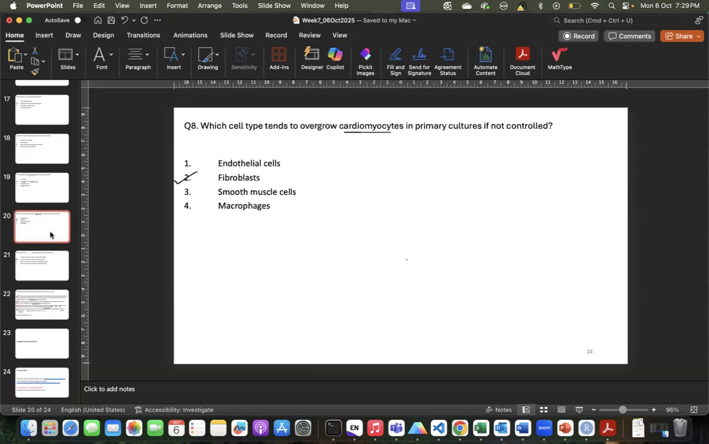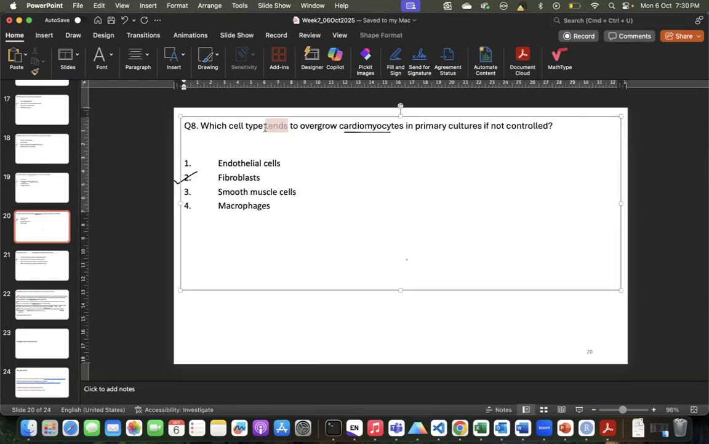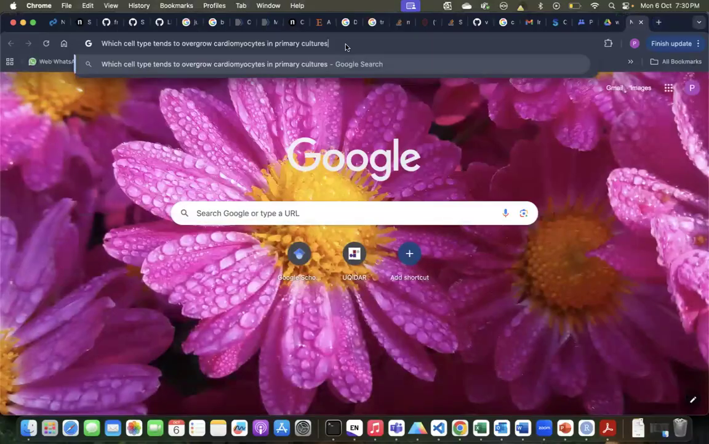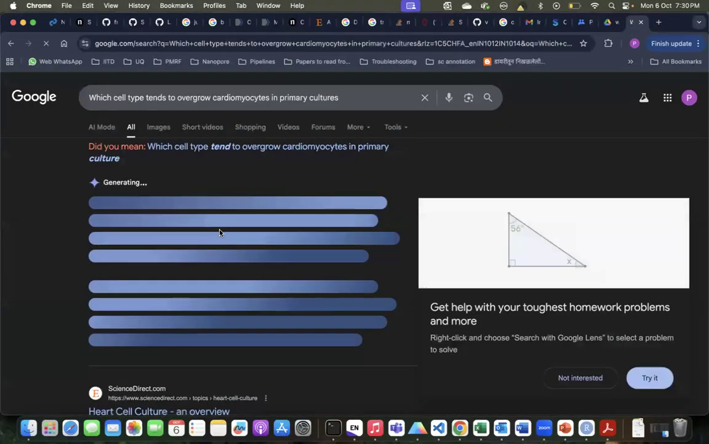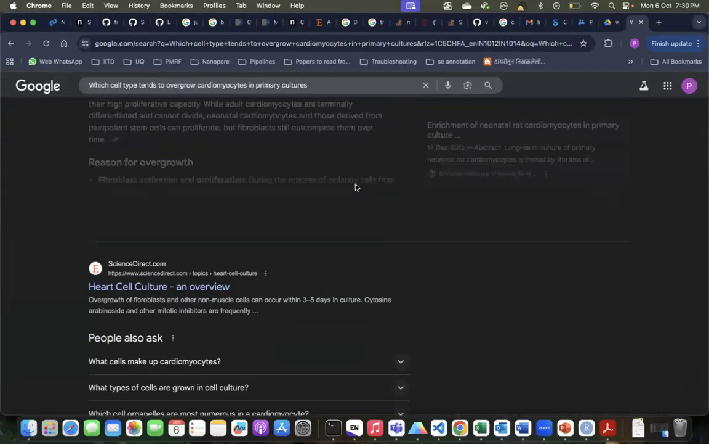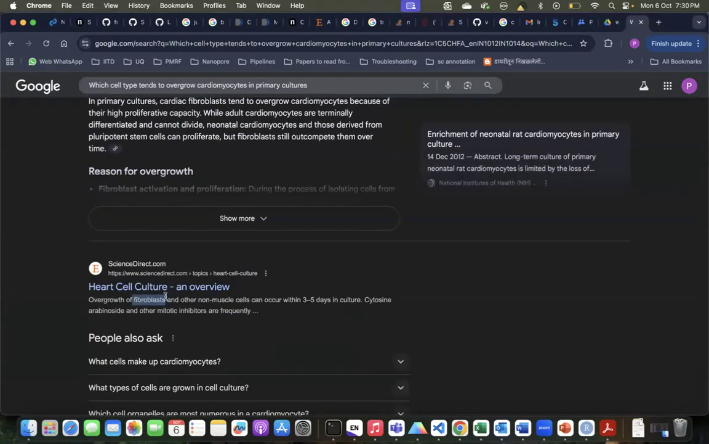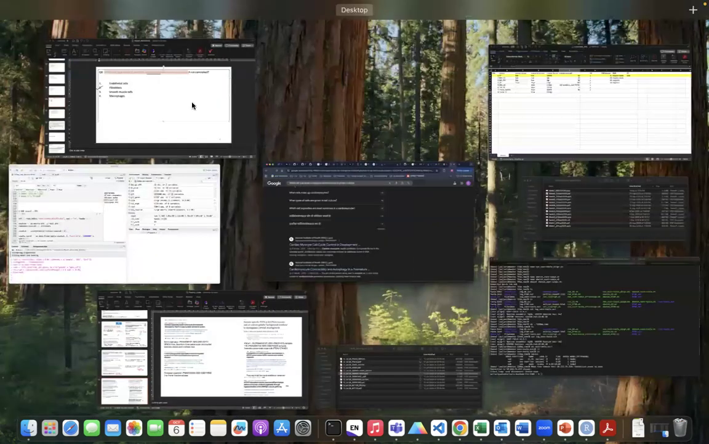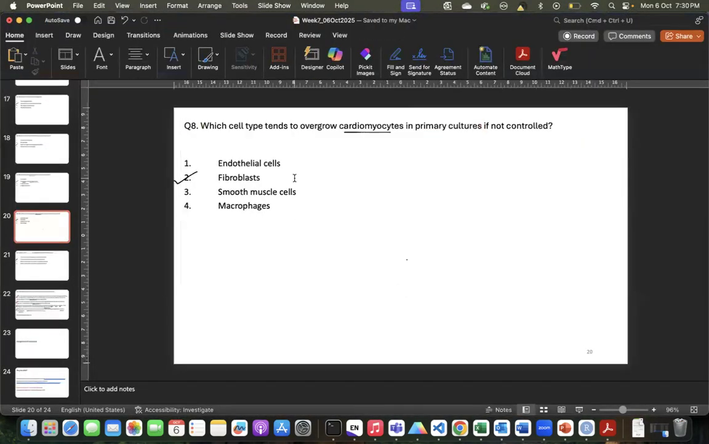There was one thing, so I'll just confirm this answer here. Can I just Google it right now so that I won't forget it later? Yeah, I think it's mostly fibroblasts, cardiac fibroblasts. So I think the answer stays the same then, fibroblasts. But thanks for answering it anyway.